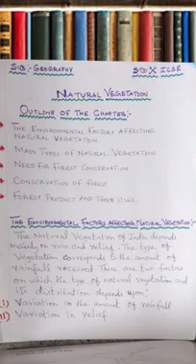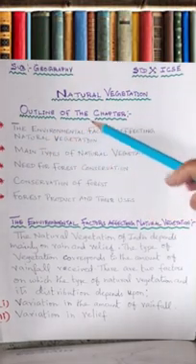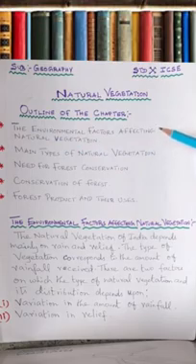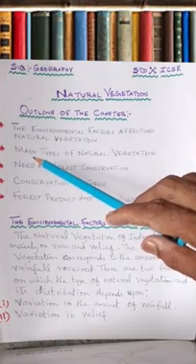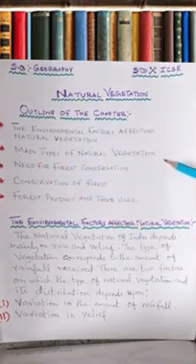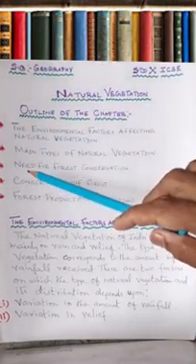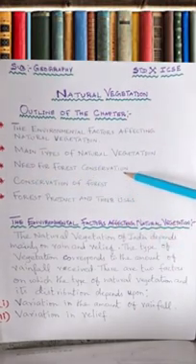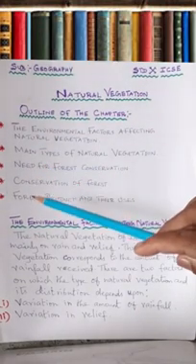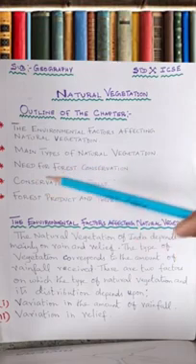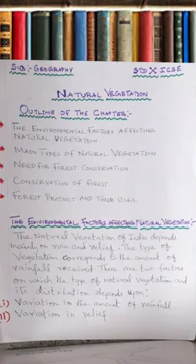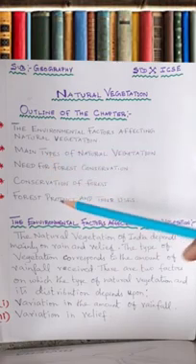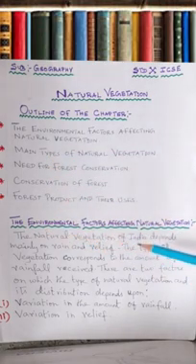Outline of the chapter: the environmental factors affecting natural vegetation. Second one, main types of natural vegetation. Next, need for forest conservation. Next, conservation of forest. Next, forest products and their uses. First topic, the environmental factors affecting natural vegetation.